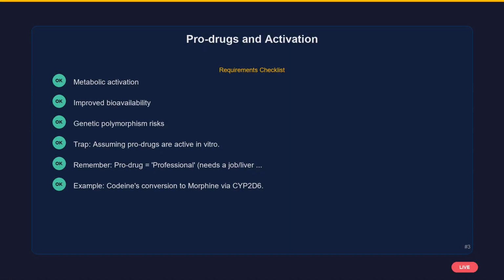Now, here's the thing. If you remember nothing else from this section, remember THIS. A prodrug is a sleeper agent. It's completely useless until the body's own enzymes activate it. We use this to cheat the system, to get drugs past the stomach acid or into the brain.